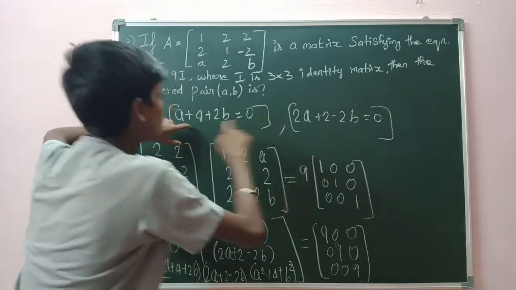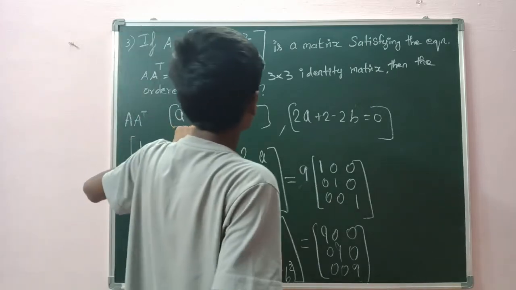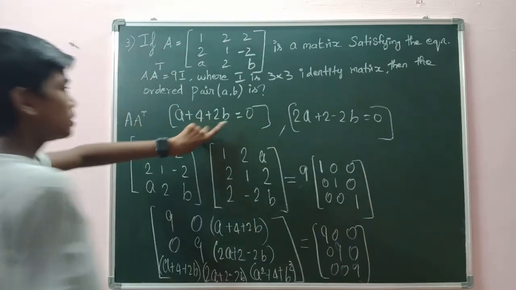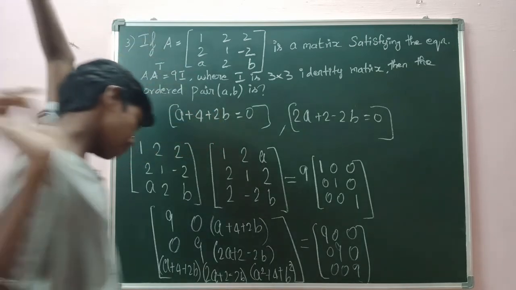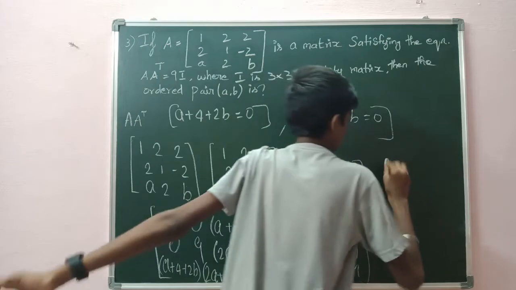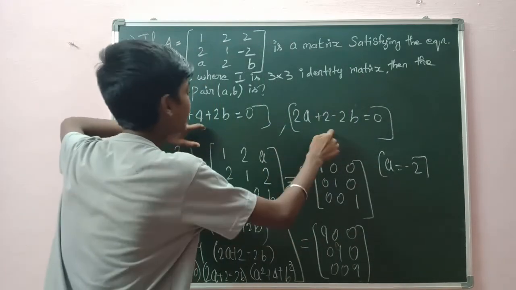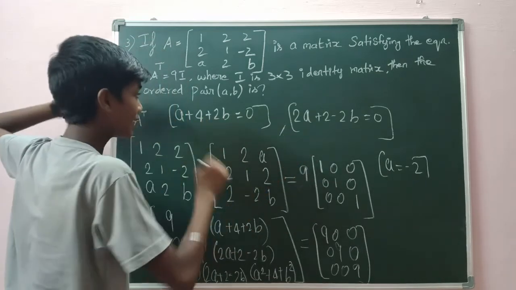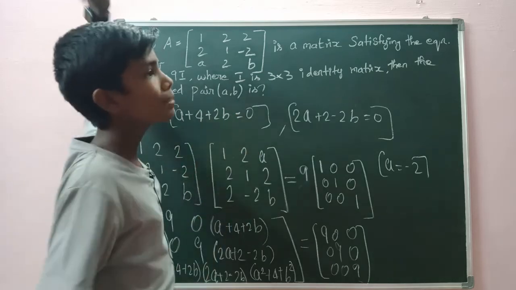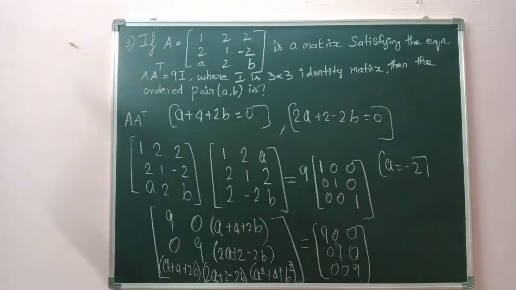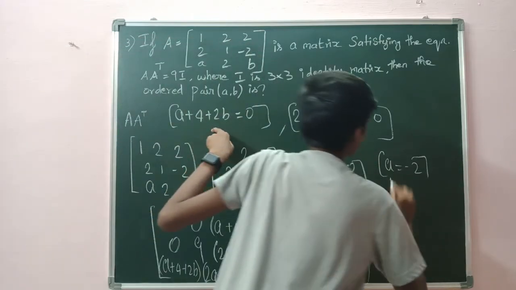These two equations are enough to solve it. Now try to add these two equations. When you add these two equations, plus 2B minus 2B cancel. So 2A plus A is 3A, then 4 plus 2 is 6. 3A plus 6 is equal to 0, which means A is equal to minus 2. That's how we found it. Now, when you put A as minus 2 here, you will get your B as minus 1.